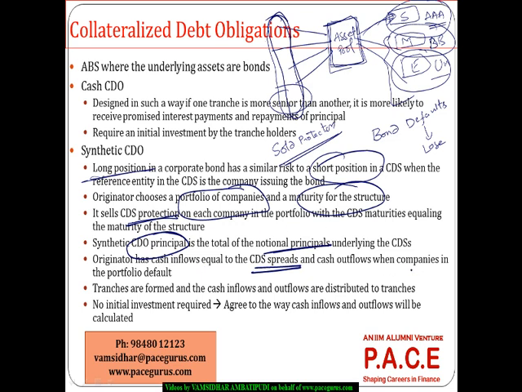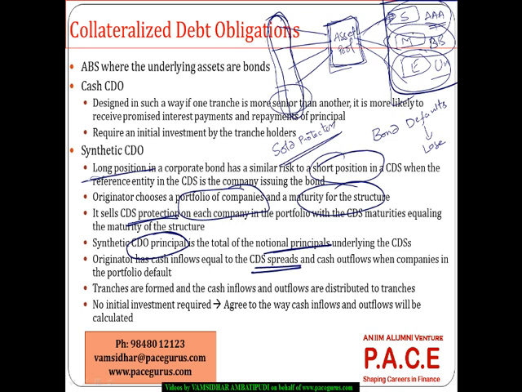And when the companies are defaulting, whosoever are there in the portfolio, when the bonds that are included in the portfolio are defaulting, the payout will be made. And this part is still the same. The tranches are structured in the same way. The inflows and outflows are distributed to the tranches.